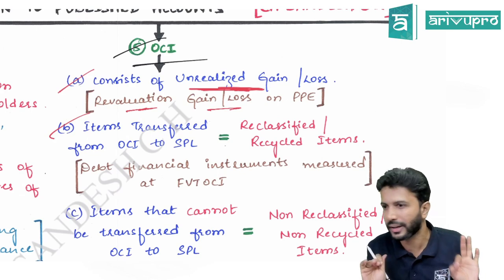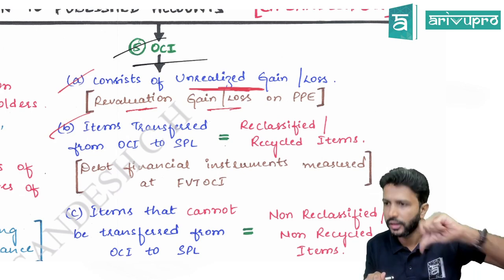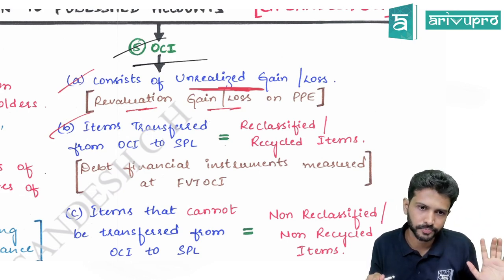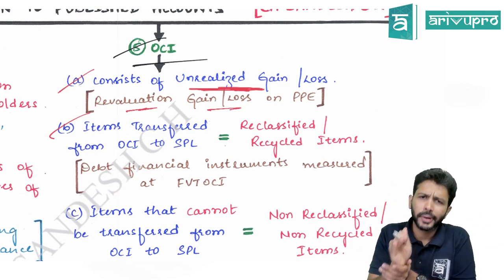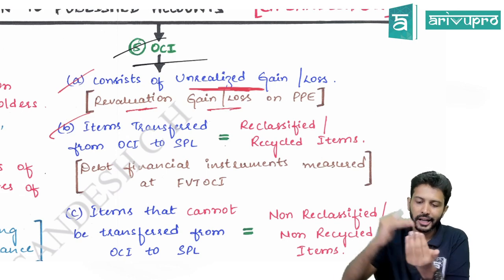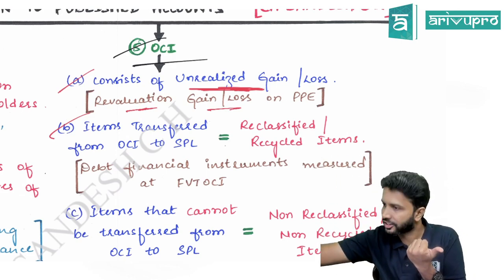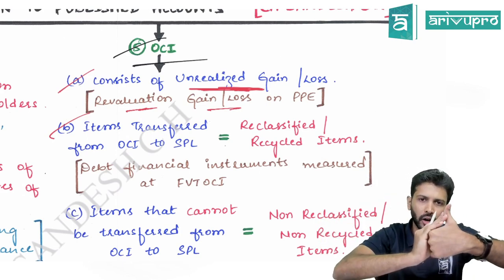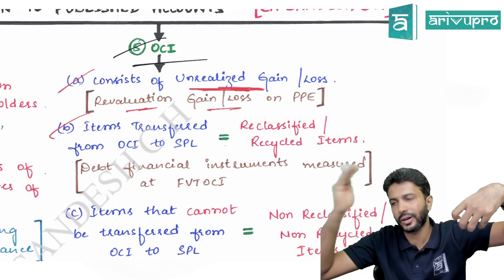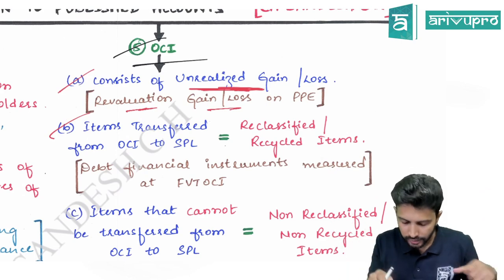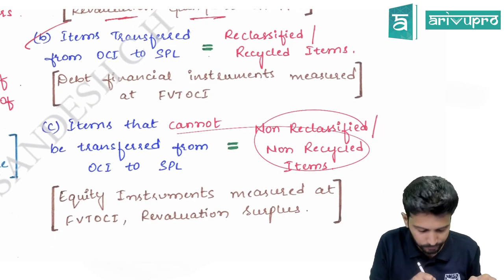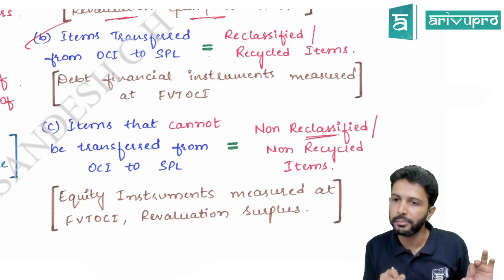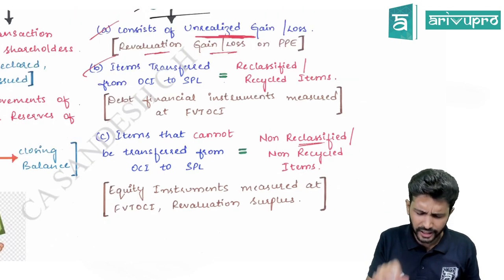Just the terms, be aware that there is something known as what? Recycled item or reclassified items. If there are some gains which cannot be transferred from OCI to SPL, can I call P&L as SPL from now onwards? If you cannot transfer a gain from OCI to SPL later on, such items we call non-recycled items or non-reclassified items. Then each standard will talk about that.